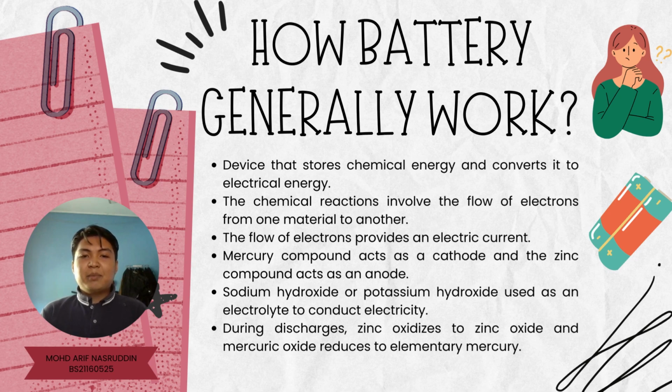In this battery, the mercury compound acts as a cathode where a reduction reaction occurs, and the zinc compound acts as an anode where an oxidation reaction takes place. Sodium hydroxide or potassium hydroxide is used as an electrolyte that ionizes in a molten state to conduct electricity. During discharge, zinc oxidizes to zinc oxide and mercuric oxide is reduced to elemental mercury.